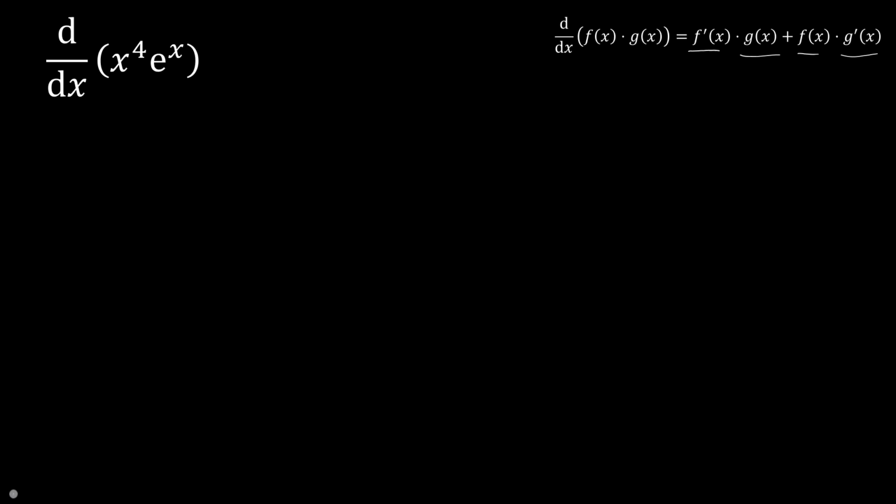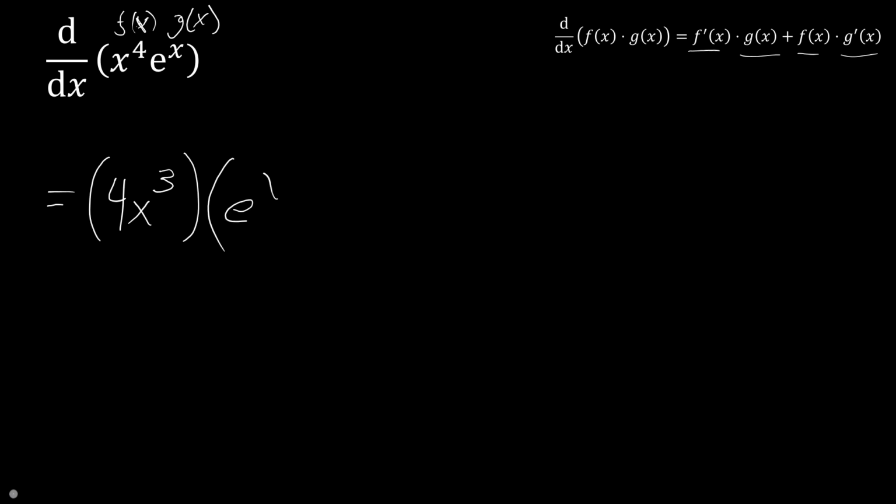So this is going to equal, so let's say this is our f of x, and this is our g of x. We're going to take the derivative using our power rule of x to the fourth, and that would be 4x to the third, times leave. So just e to the x by itself. We do not take the derivative.